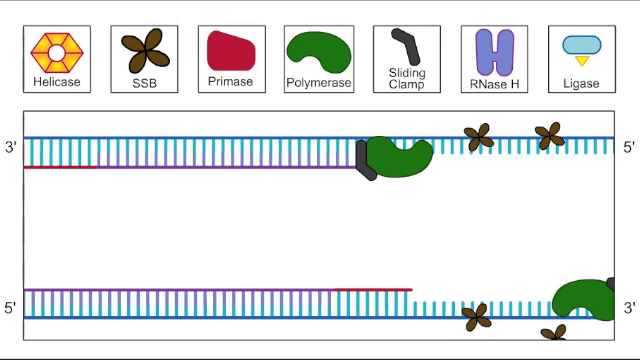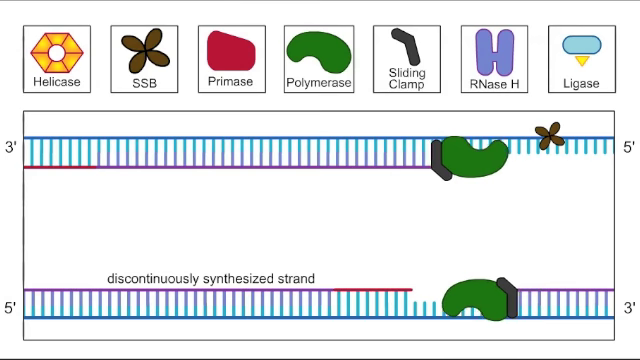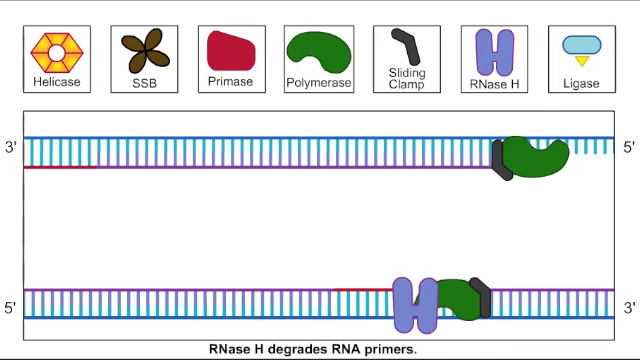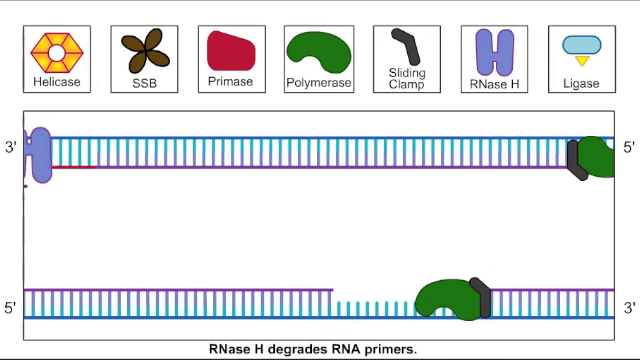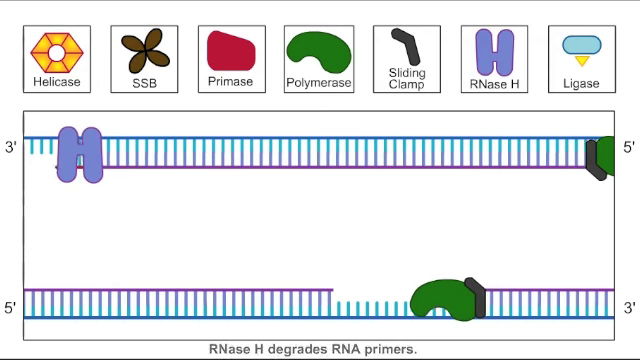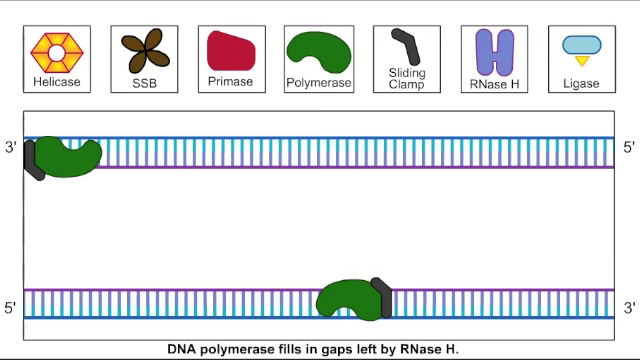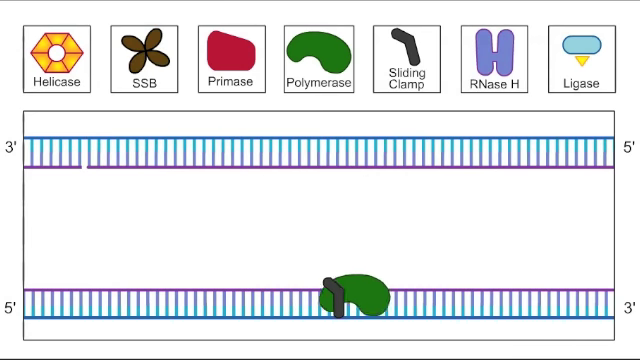Due to these two factors, one of the DNA strands must be made discontinuously in short pieces which are later joined together. As replication proceeds, RNase H recognizes RNA primers bound to DNA templates and removes the primers by hydrolyzing the RNA. DNA polymerase can then fill in the gap left by RNase H. The DNA replication process is completed when the ligase enzyme joins the short DNA pieces together into one continuous strand.